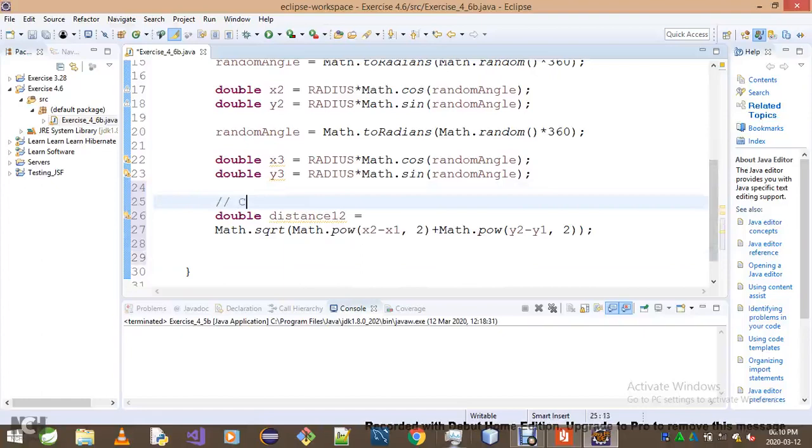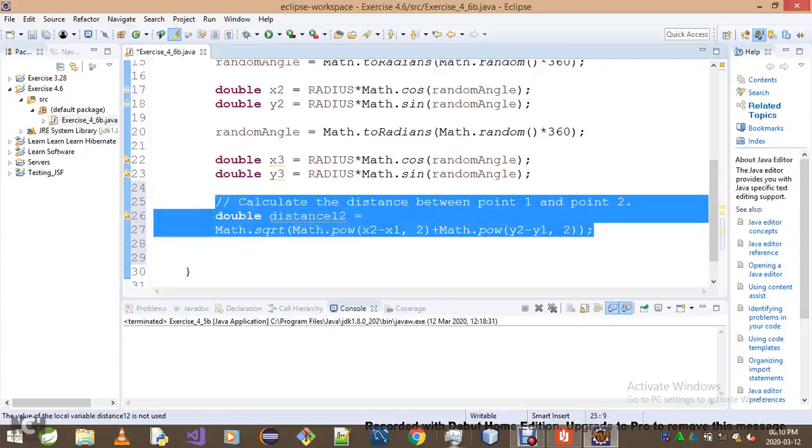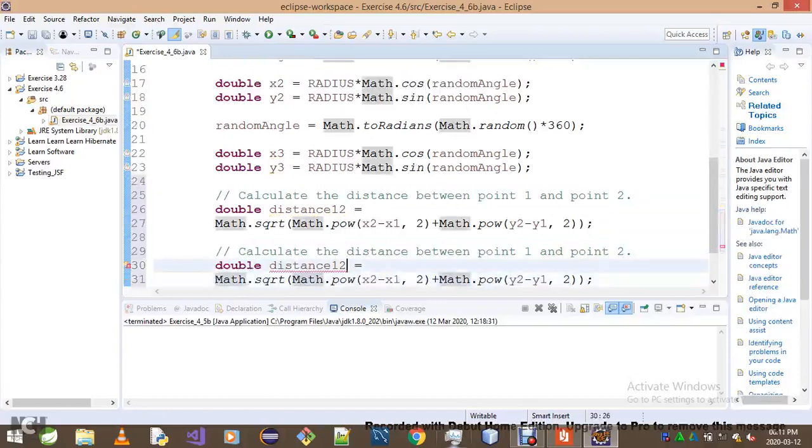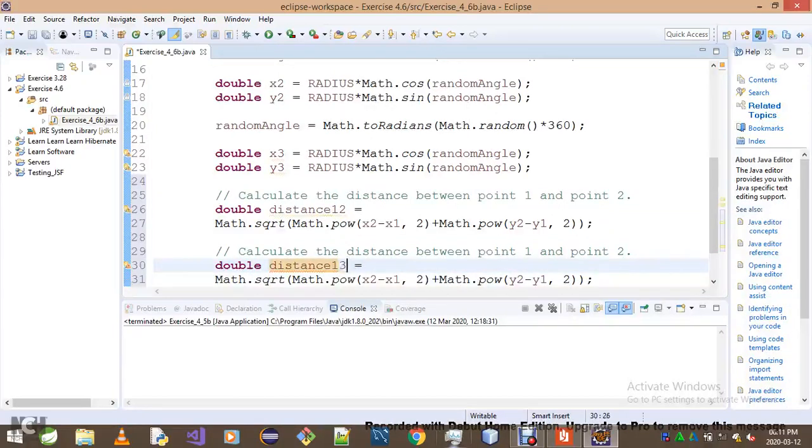Okay, so once I do that, once I calculate the distance between, perhaps I should comment this out. Calculate the distance between point 1 and point 2. Likewise for point 1 and point 3. I want to do one and the same thing for point 1 and point 3. Just to speed up things, I decided to copy and paste and then change things here and there.